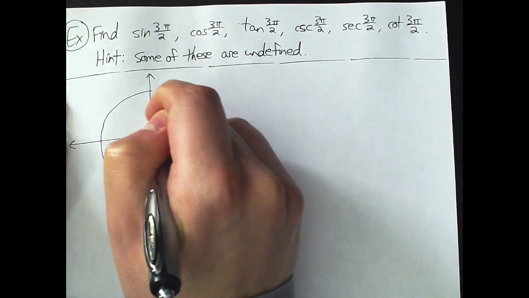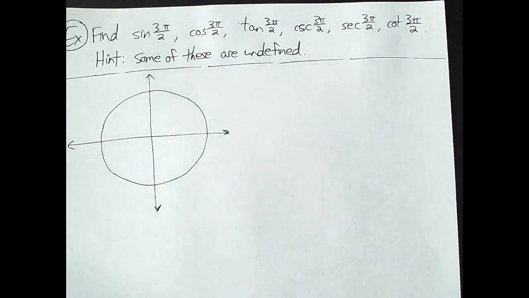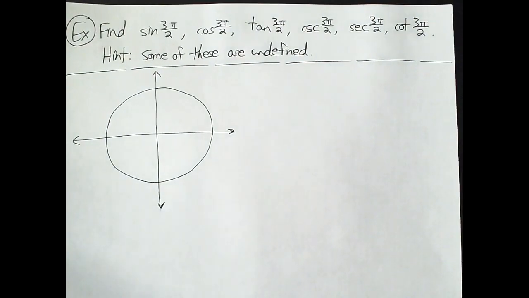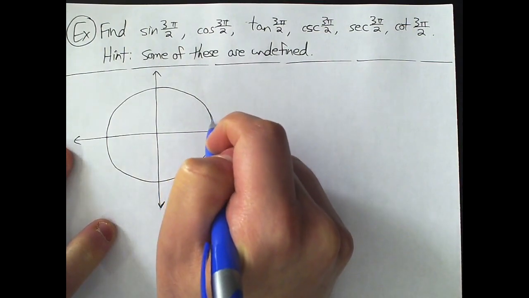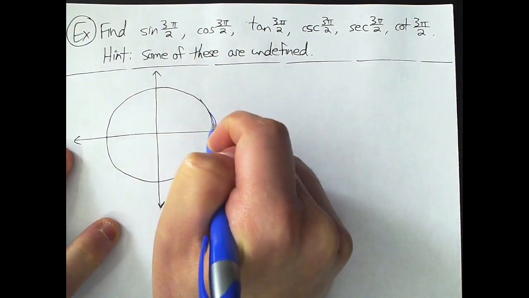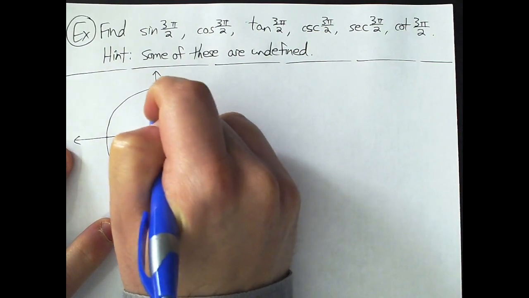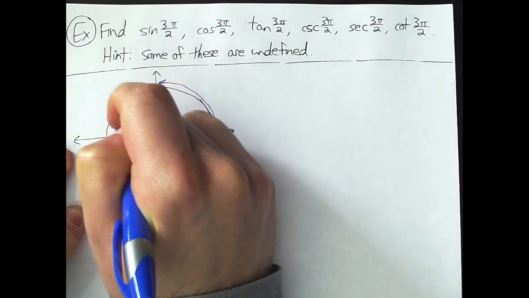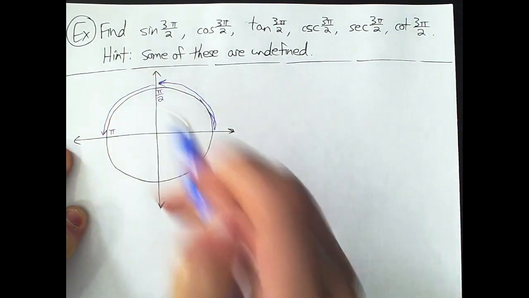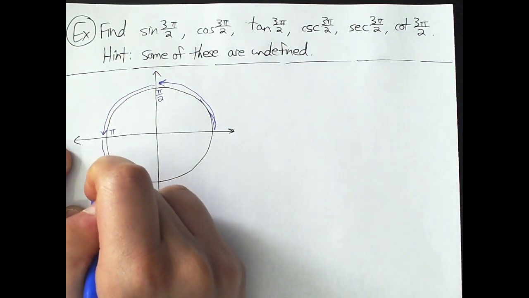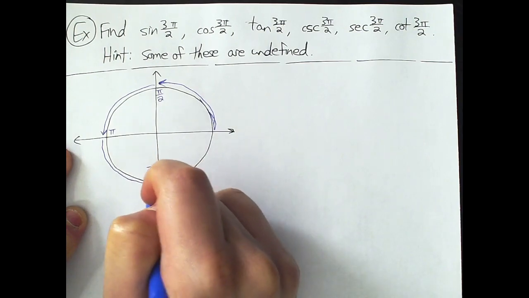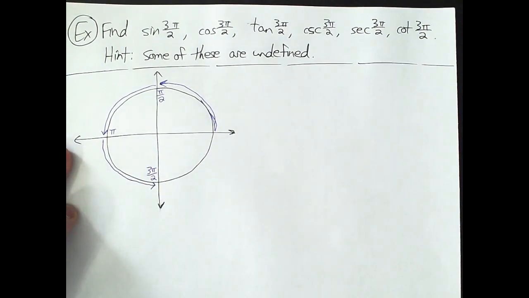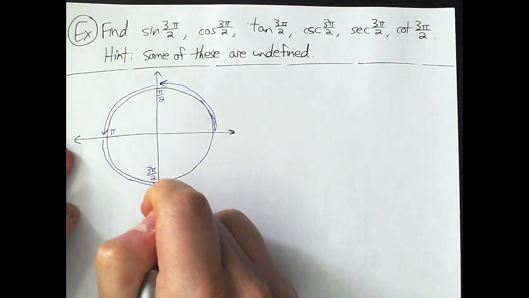I think we might have labeled 3 pi over 2 on the unit circle we did at the end of the video last time. Anyway, if I went pi over 2, it would be here. If I went another pi over 2 to take us to pi, it would be here. And then if I go another pi over 2, it would take me here, and that would be 3 pi over 2. So it's taking us to this part of the unit circle.